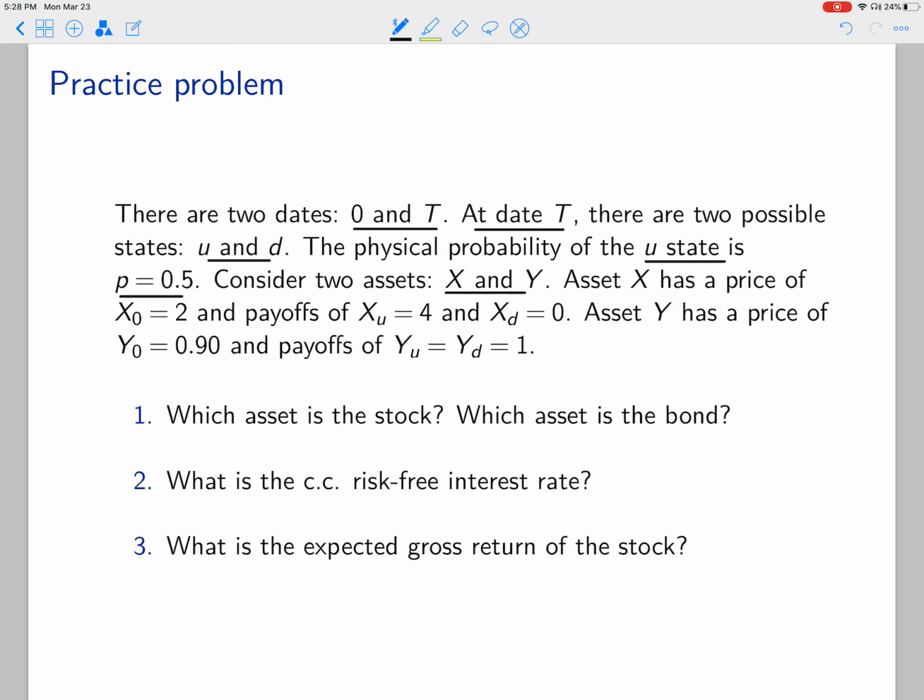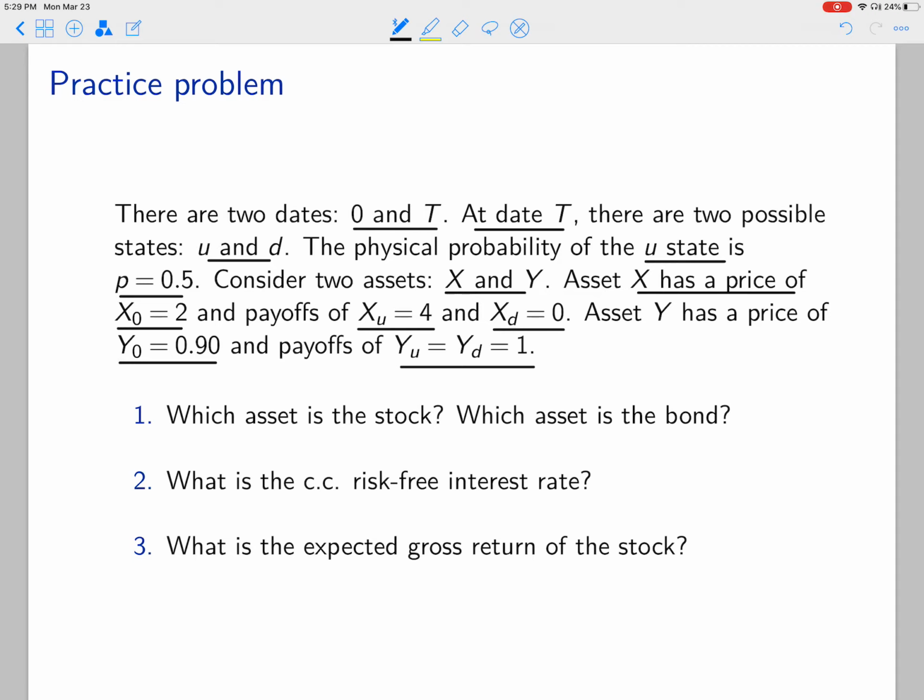And we have two assets in the model, X and Y. Asset X is going to have a price of X0 equal to 2. Its payoff is going to depend on the future state of the world. In the upstate, it's going to be X sub U equals 4. In the downstate, it's going to be X sub D equals 0. Asset Y is going to have a price of 90 cents, and its payoffs are going to be constant in the future state of the world, and it's just going to be equal to 1.